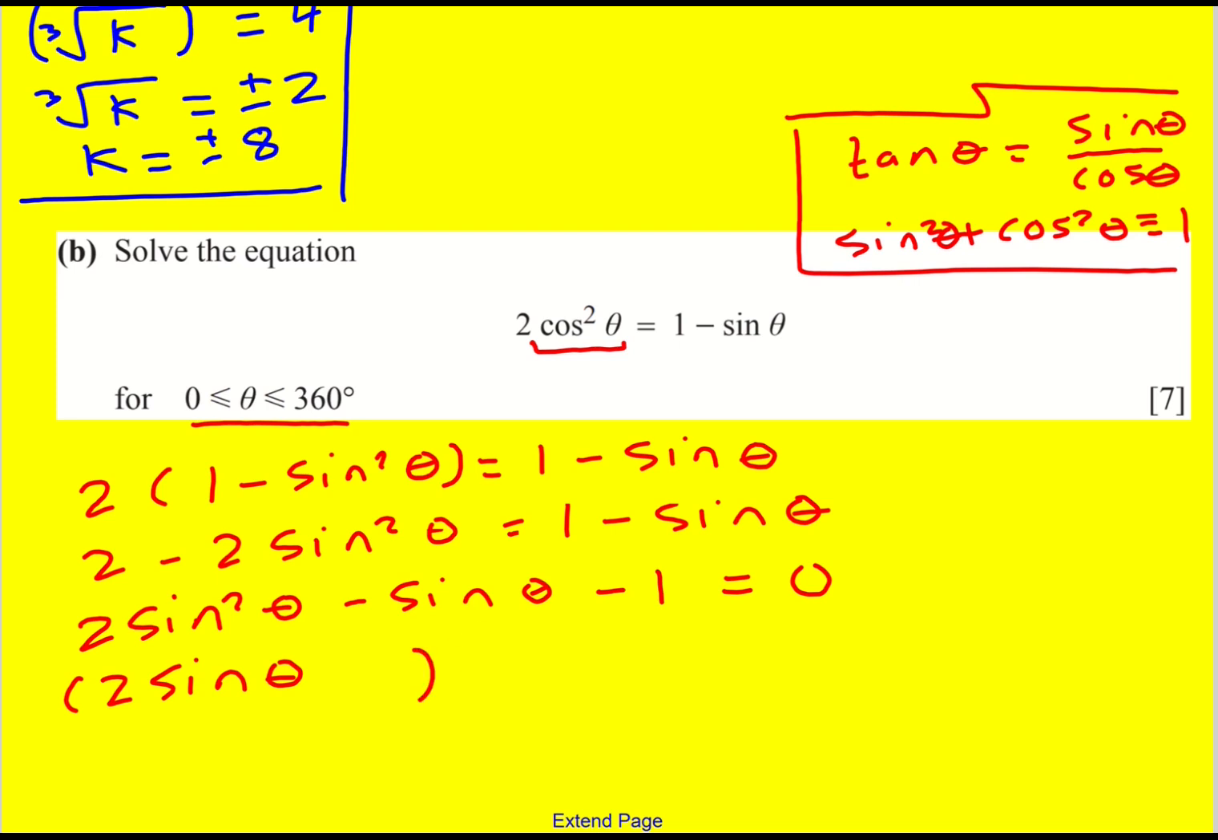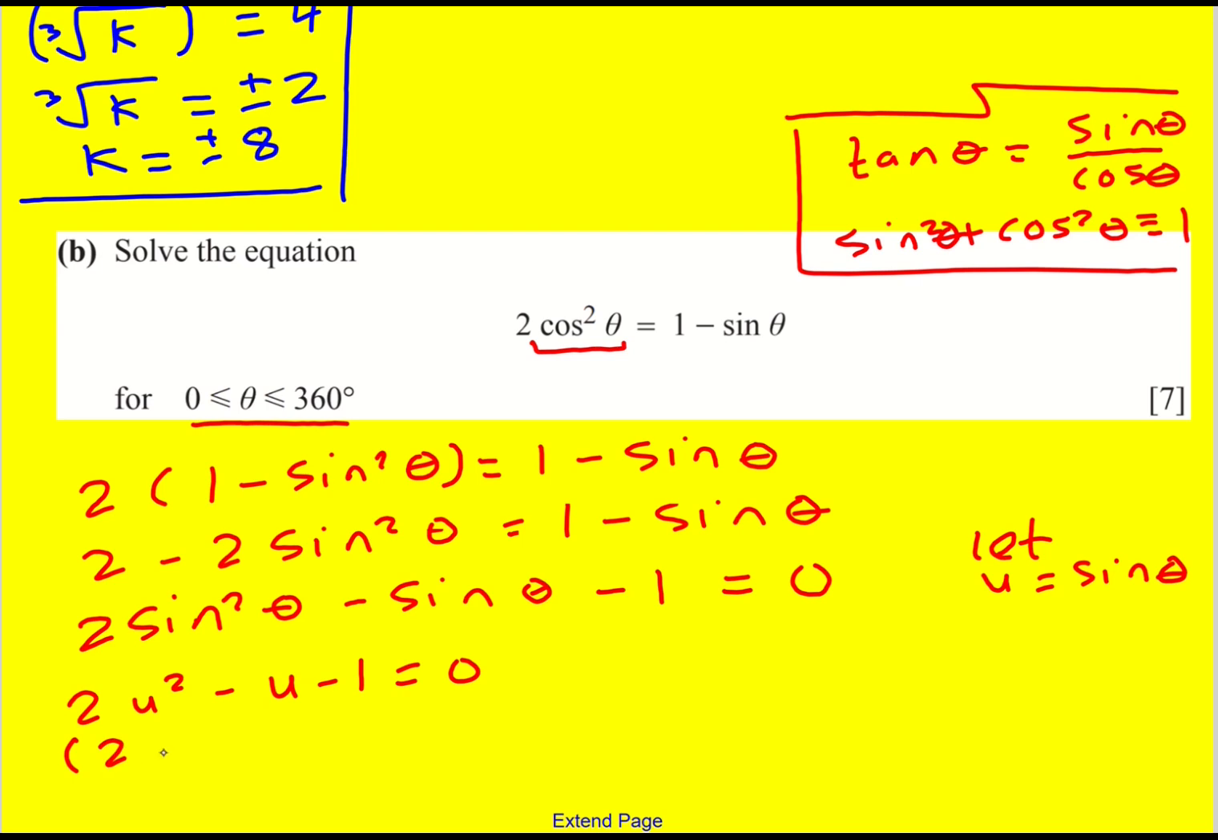Actually, you might be somebody who likes to do a substitution at this point. You can either just factorize in terms of sine, or you can say let u equals sine theta. Then we get 2u squared minus u minus 1 equals 0. Right, now this can be a little bit easier to see to factorize.